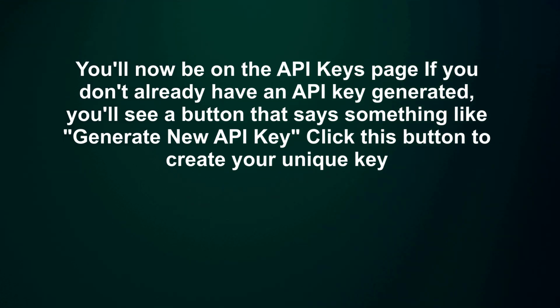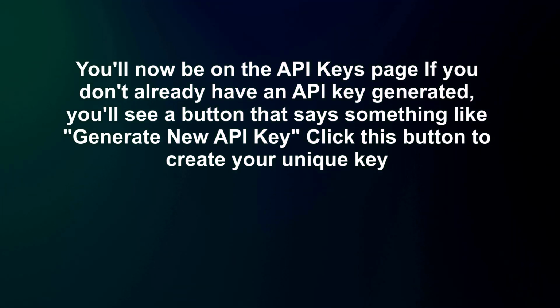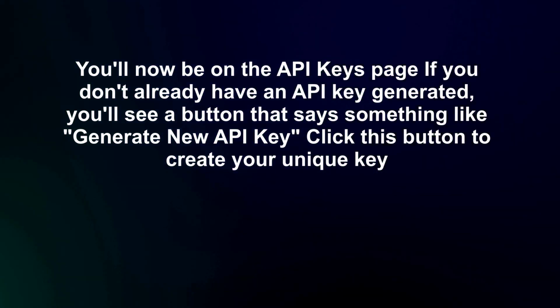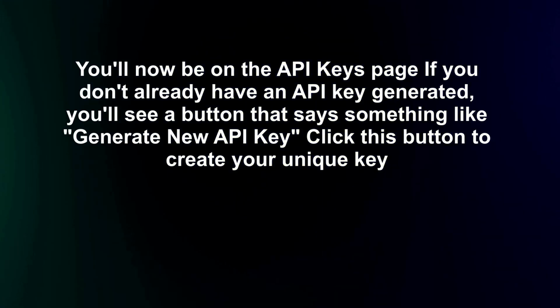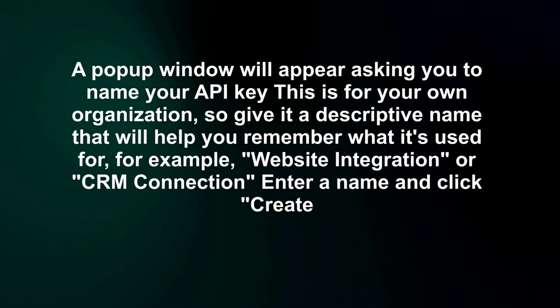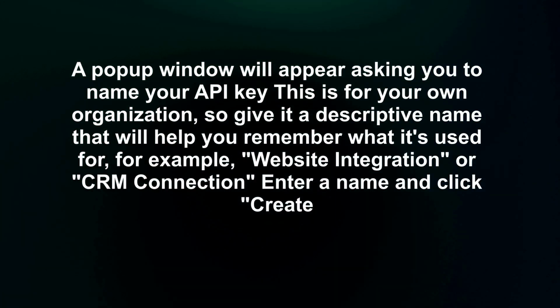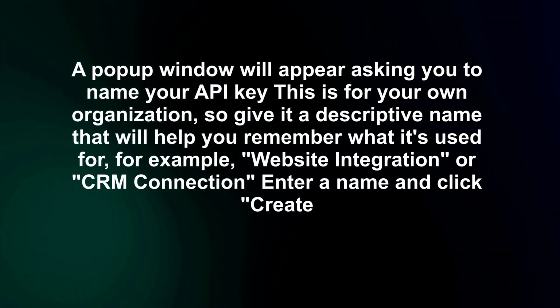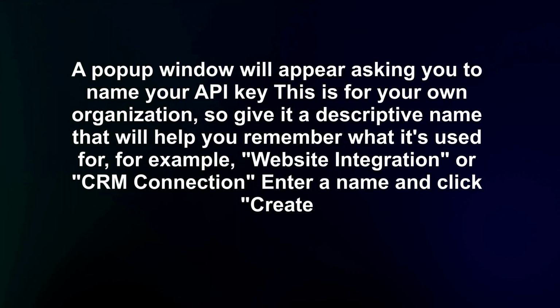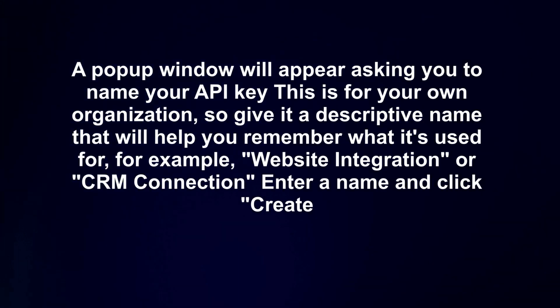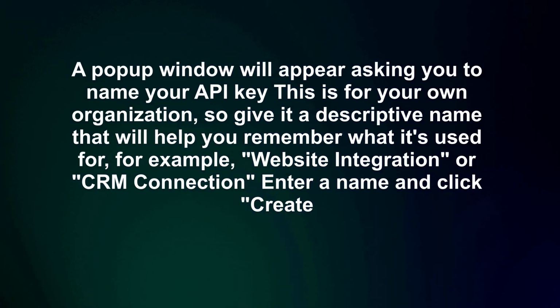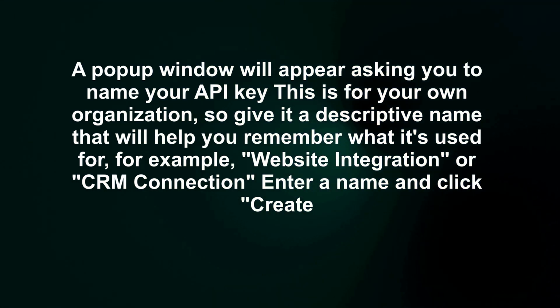You'll now be on the API Keys page. If you don't already have an API key generated, you'll see a button that says something like Generate New API Key. Click this button to create your unique key. A pop-up window will appear asking you to name your API key. This is for your own organization, so give it a descriptive name that will help you remember what it's used for, for example, website integration or CRM connection. Enter a name and click Create.